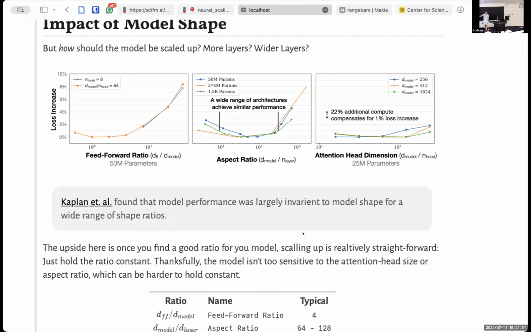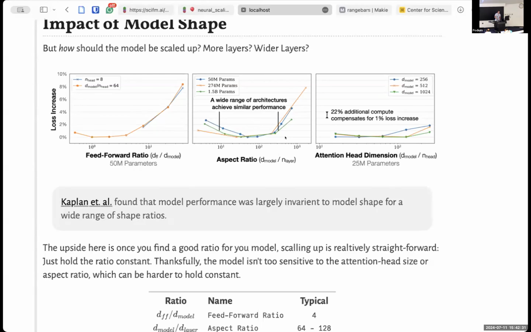You can see that it is relatively sensitive. If you're at a feed forward ratio of 1, you're around that minimum, you bring it up a bit, you're still okay. But as you start going beyond, say, 10 channels in that feed forward for every channel in your embedding space, your loss drastically starts going up. The good thing here is that it's pretty easy to keep your feed forward ratio constant as you scale up your number of parameters. You just double your embedding size, and you also double your feed forward size. The other two are a bit harder to hold constant.